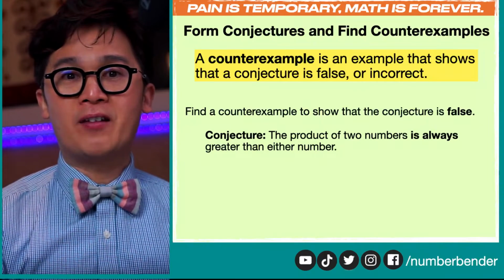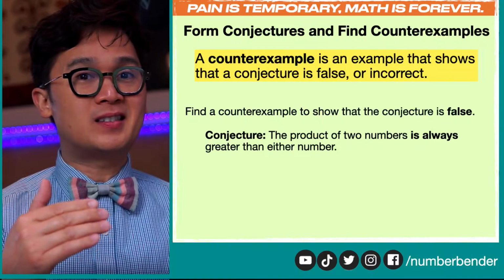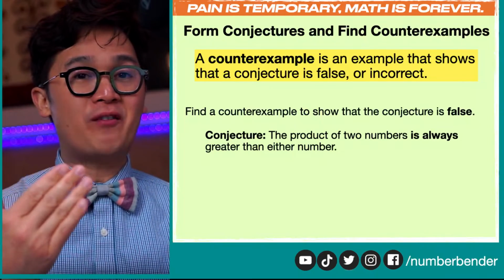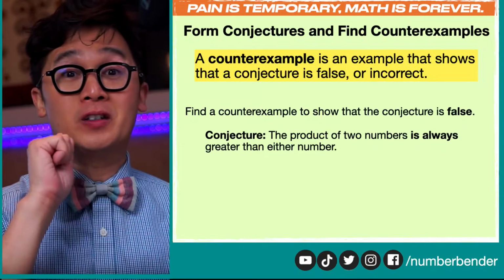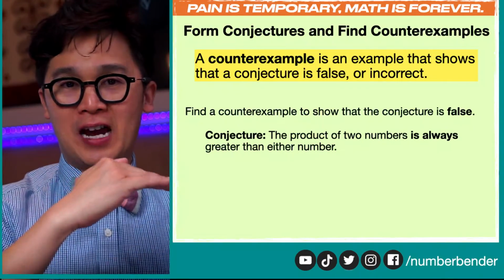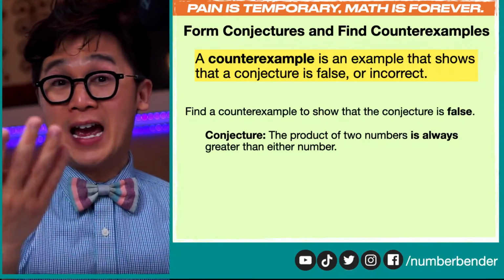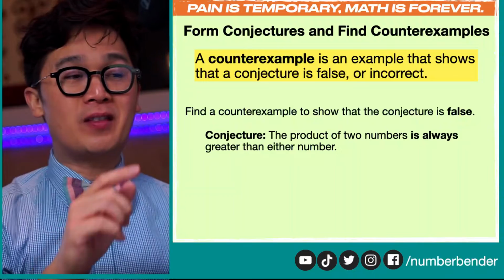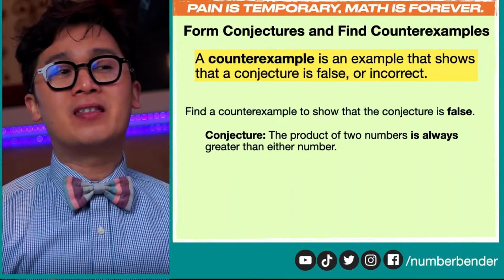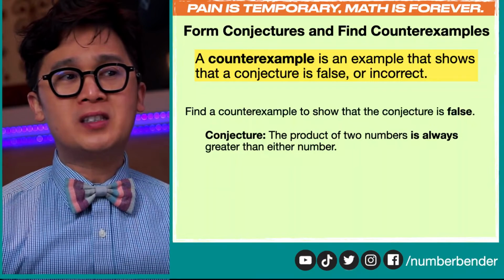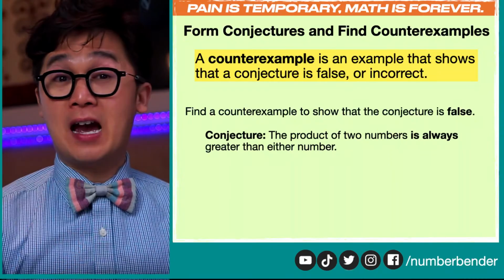An example that I have given you, a counterexample, was the Super Bowl weekend. It's not all the time that the traffic is bad on a weekend driving from Barstow to LA, because during the Super Bowl weekend, the traffic is pretty mild and you can drive faster. So that is a counterexample. In this example, our conjecture is that the product of two numbers is always greater than either number. So that is our conjecture.